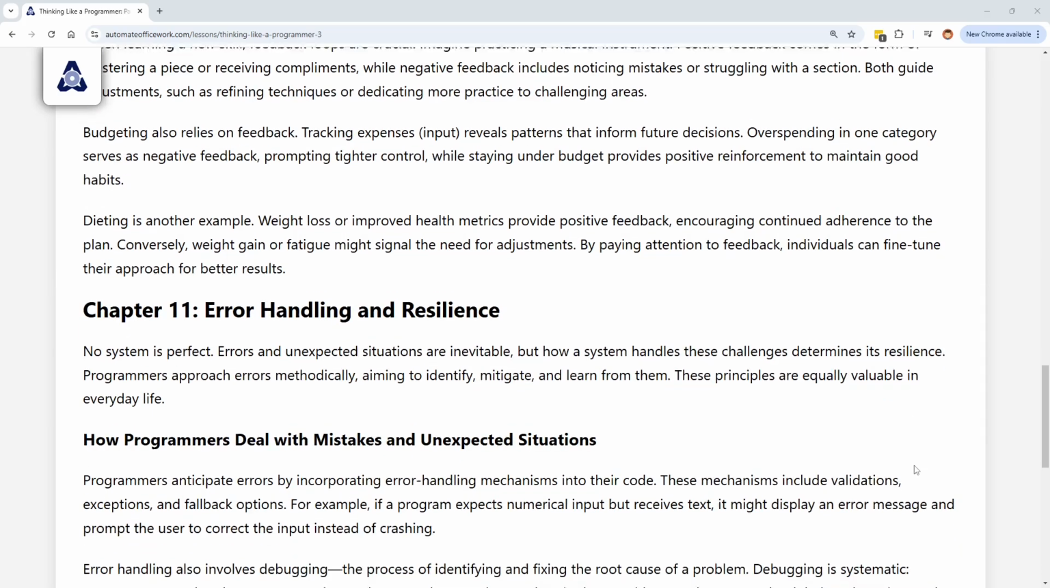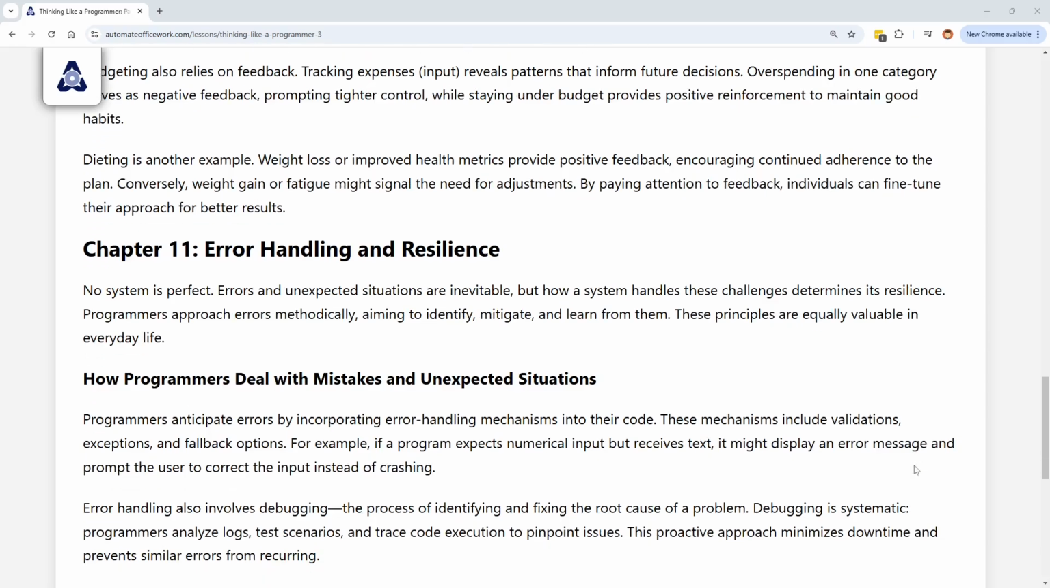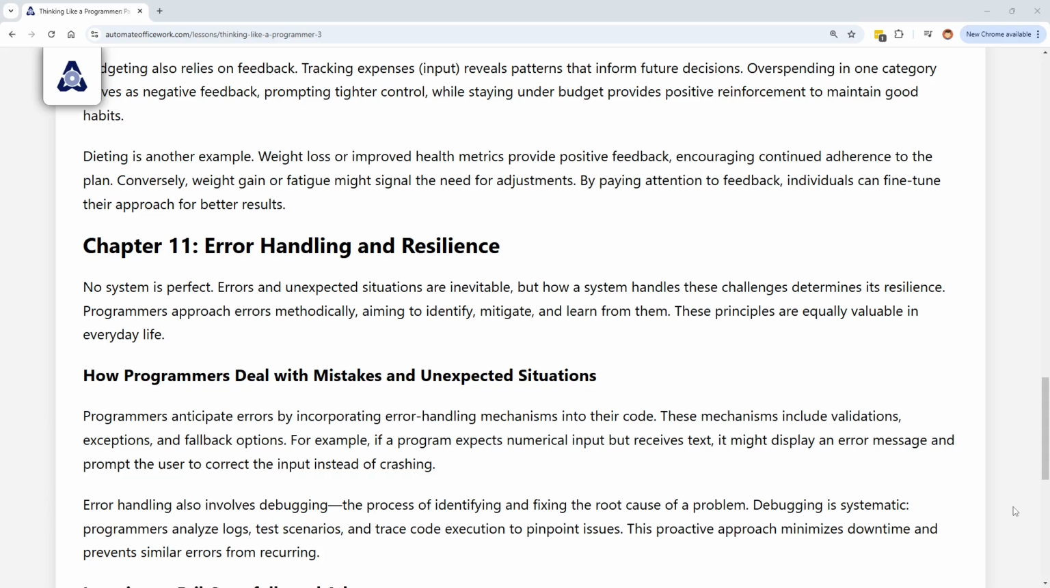Chapter 11, Error Handling and Resilience. No system is perfect. Errors and unexpected situations are inevitable. But how a system handles these challenges determines its resilience. Programmers approach errors methodically, aiming to identify, mitigate, and learn from them. These principles are equally valuable in everyday life.